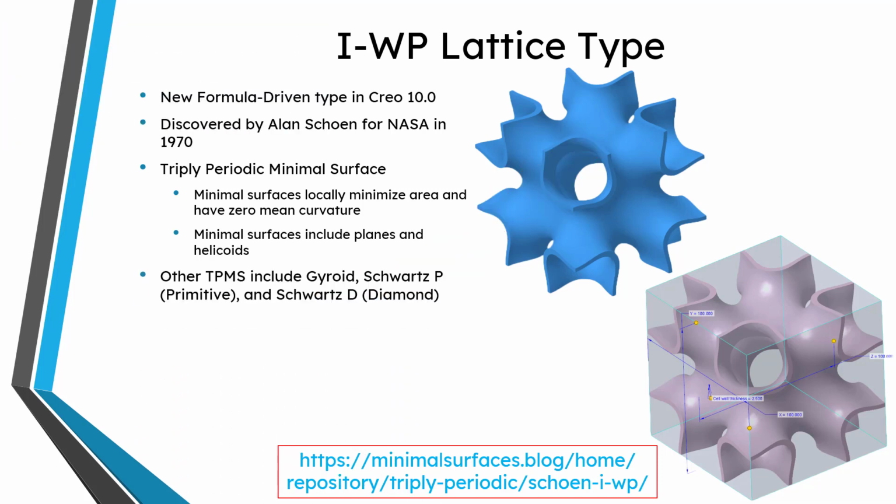And with this triply periodic minimal surface, there are other different kinds of structures, and I'm going to mention three of them, and you'll see this in a moment. The other kinds of triply periodic minimal surfaces include shapes such as a gyroid, the Schwartz P shape, where the P stands for primitive, and also the Schwartz D shape, where the D is for diamond.